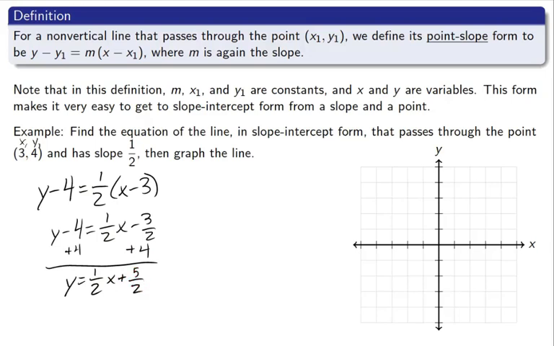And then I can graph the line. So the y-intercept is 5/2, which is about 2.5. And then my slope is 1/2, so I'm going to rise 1 and run 2 to get to my next point. And then I just draw the line. You'll notice it does appear, even though I didn't draw it perfectly, to pass through the point 3, 4 that was given in the original problem.